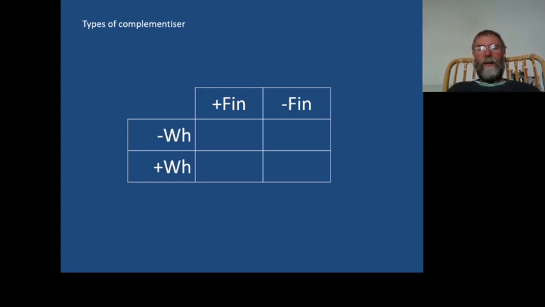Now, looking at this then, we've got four spaces for complementizers if we subclassify them in terms of these features. Clearly, the complementizer that is plus finite, it introduces finite clauses, and minus WH, it's the declarative complementizer. For, on the other hand, is minus finite, minus WH. It introduces non-finite clauses, specifically the infinitive, and those are declarative clauses.